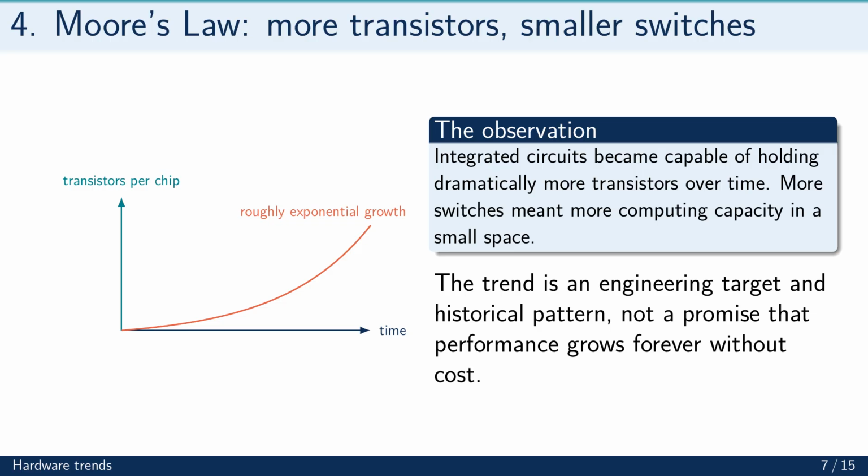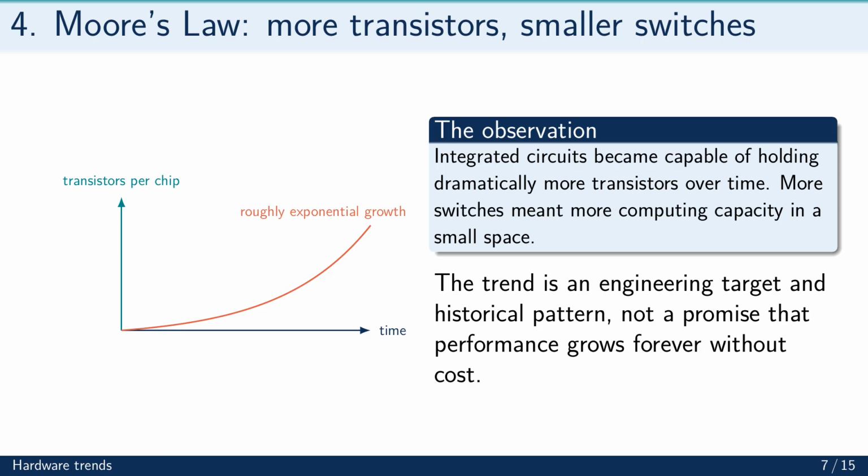Moore's law describes a long-running trend in integrated circuits. The number of transistors that can fit on a chip has grown dramatically over time. The graph on this slide is exponential, meaning that the amount increases by a repeated factor rather than by a fixed amount. Early growth appears gradual, but later growth becomes much steeper because each increase builds on the previous one.